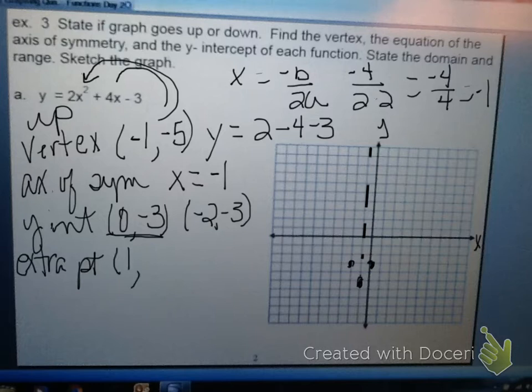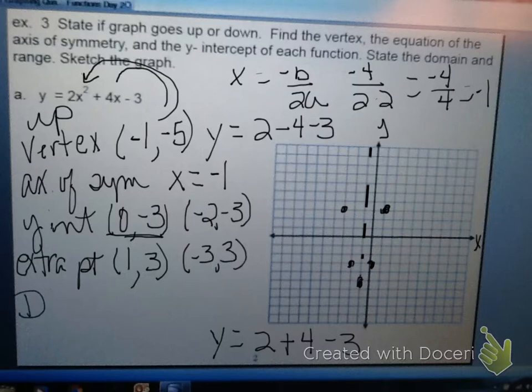So I'm going to plug in 1 for x. So 1 squared is 1 times 2 is 2, plus 4 times 1 is 4. So that's 6 minus 3 is 3. So the ordered pair is 1, 3. And then the corresponding point to that, from the axis of symmetry, we went 2 to the right, so we go 2 to the left. And that is the corresponding point, which is the ordered pair negative 3, 3. The domain is all real numbers. And your range. Now, we can draw our parabola.